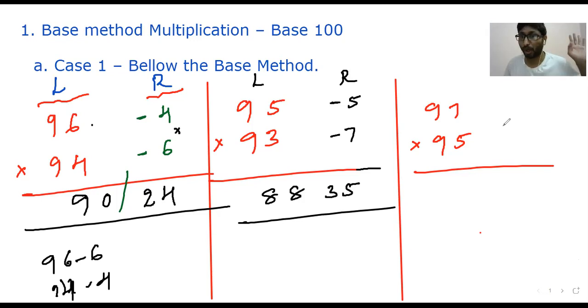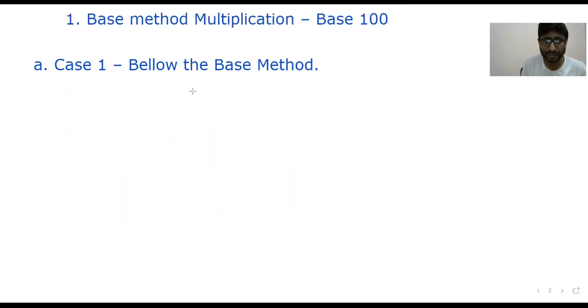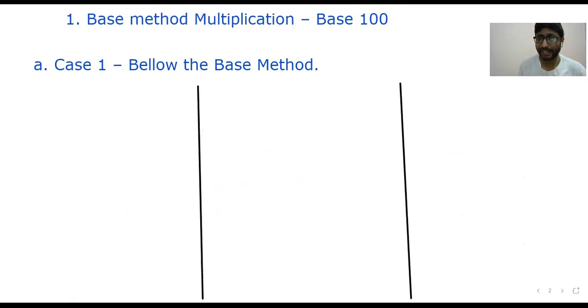Don't worry for the first 2 problems. Even if you don't understand, don't worry about it. 100 minus 3, 97. 100 minus 5 is 95. 3 5s are 15. 97 minus 5 is 92. That's it. Okay, right hand side and left hand side. If you understand the concept, you can solve the problem in 2 to 5 seconds, not more than 5 seconds.